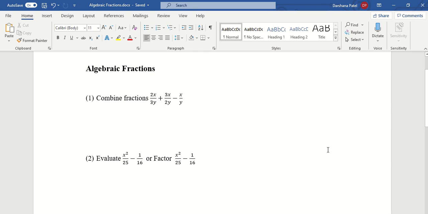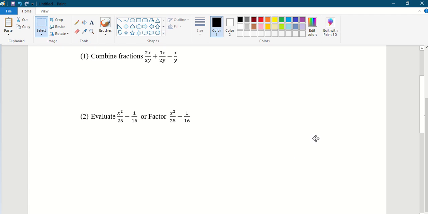Algebraic fractions. So we will combine some fractions to simplify more. Example here, if we are asked to combine these fractions where we have 2x divided by 3y plus 3x divided by 2y minus x divided by y. First thing we'll do here is look for the least common multiple for the denominators.